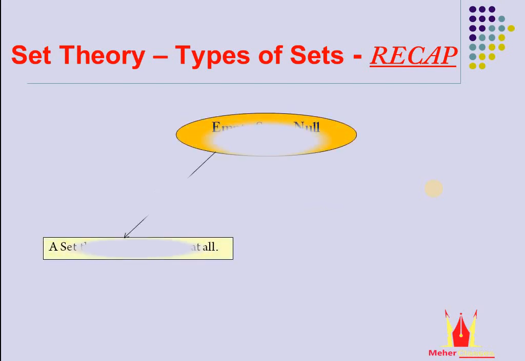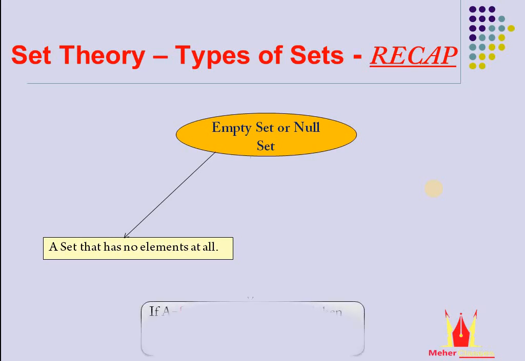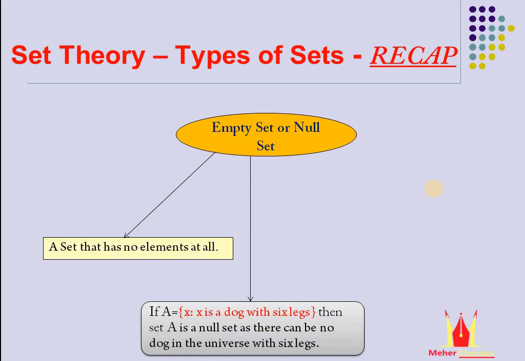Moving forward, let's talk about empty set or null set. So as the name suggests, a set that has no elements is called the empty set. Let's have an example. If I have a set of the dogs that have 6 legs, it's not possible at all. So A is a null set here because there can be no dog with 6 legs.